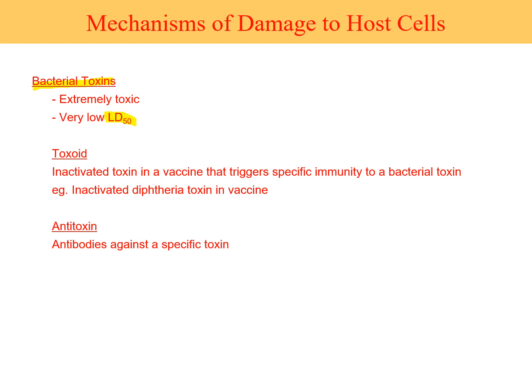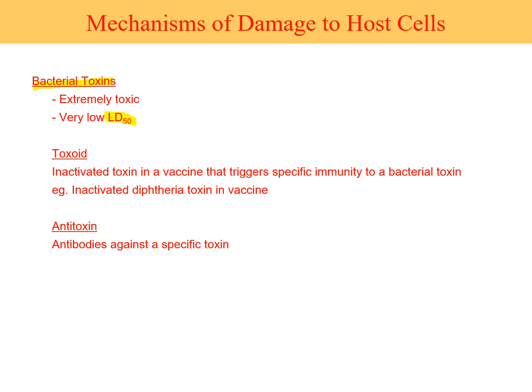Many toxins, and here we're not talking about endotoxin, but exotoxins from gram-positives, can be inactivated and used in a vaccine to trigger a specific immune response. It's not to the bacteria, it's to the toxin that the bacteria produces. A toxoid is an inactivated toxin. They purify the toxin, inactivate it, and then use it in the vaccine. Then you have immunity to the toxin itself. And that's how some vaccines work.